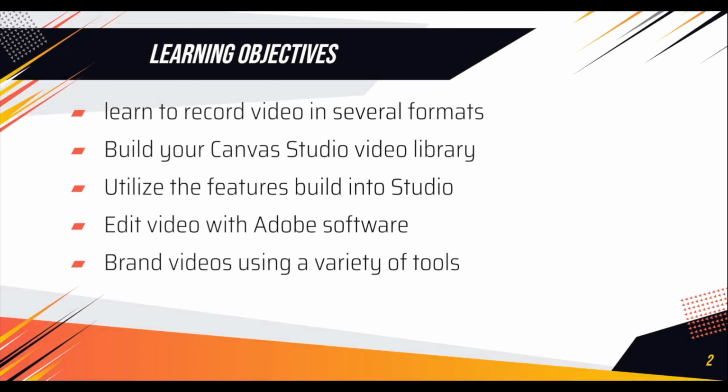In this particular course, we're going to learn how to record videos in several formats. We're going to build our Canvas Studio video library. We're going to utilize the features that are in Studio, learn how to edit with Adobe software. Adobe Rush is the video software we'll start with as an entry level. There's also Premiere Pro if you already have some experience. And we'll talk about branding our videos using a couple of different tools that we have access to. There are 4 modules, and all these goals are tied into those 4 modules.